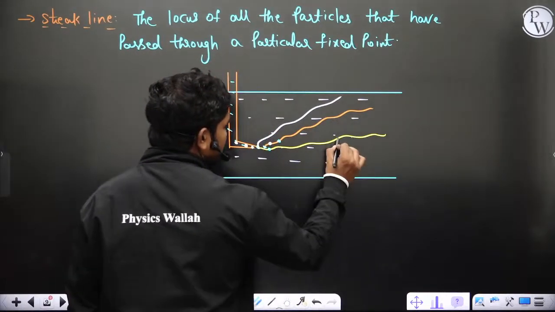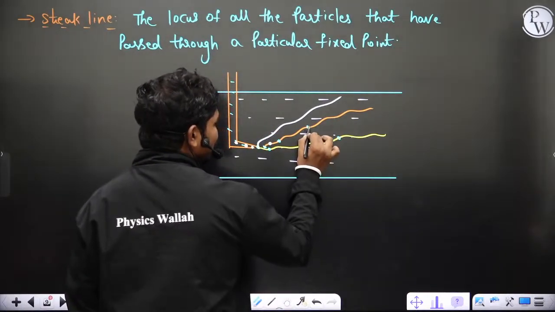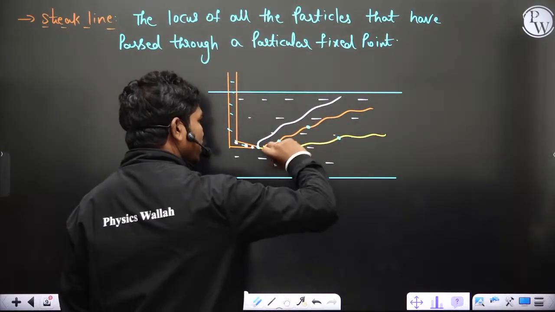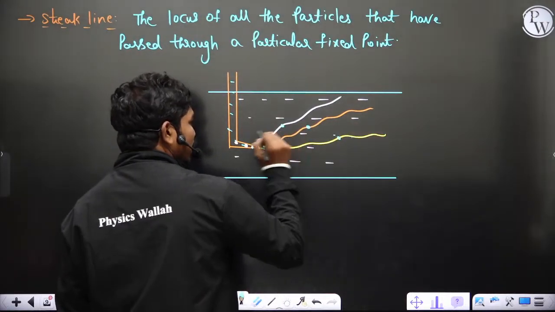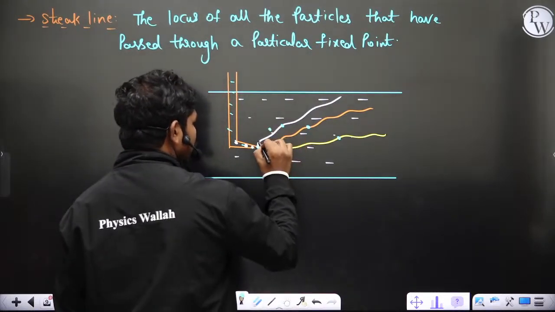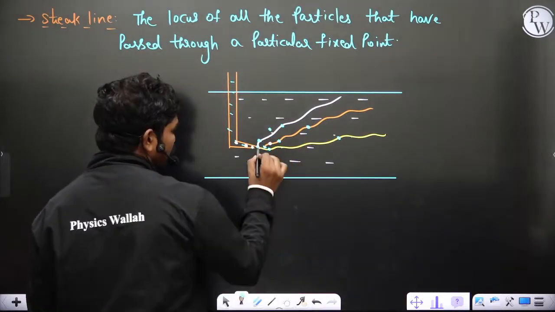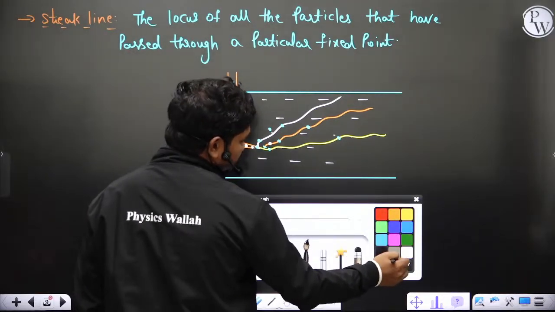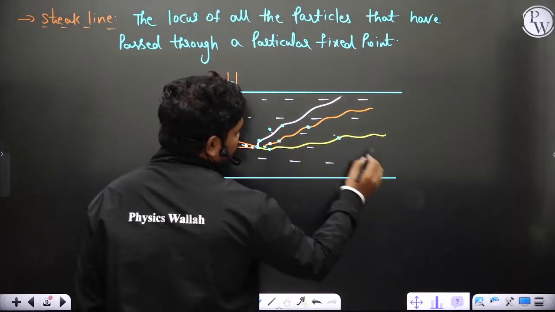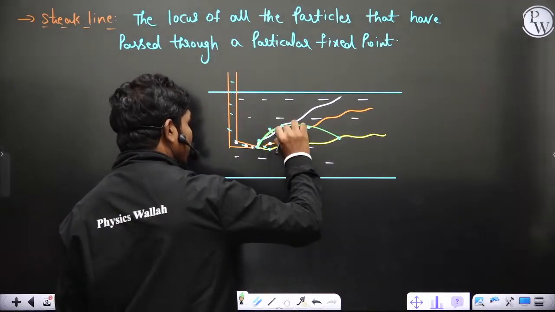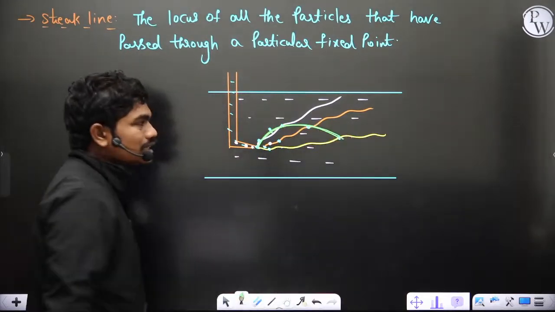By the time the first particle is here, the second particle may be somewhere here. It can be here also, because the effect on this particle may be high. So the third particle is here. Similarly, the fourth particle is here, the fifth particle is here maybe, and the sixth particle is here. Then if you connect all these points, you can understand one thing.